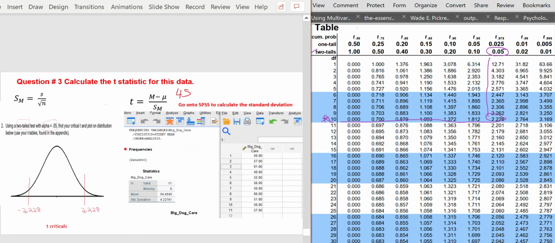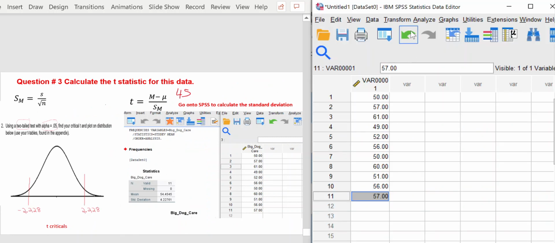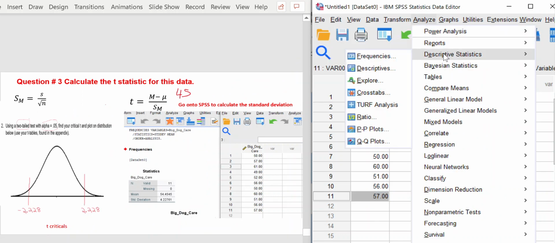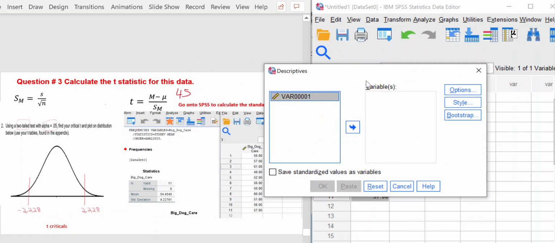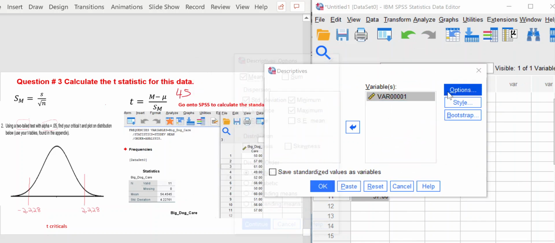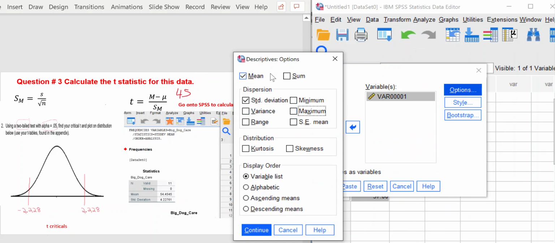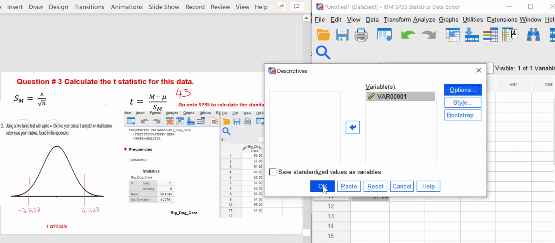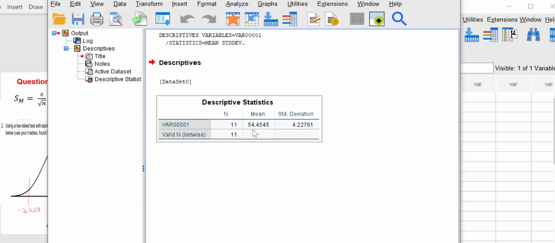But now we need to go into SPSS and calculate the sample mean. And you can do it either through descriptives or frequencies. I'm going to use descriptives. I'm just going to put in this variable in here and then go into options and select mean and standard deviation in order to get that calculation. And as we see here, our sample mean is 54.45. And I think I'm going to round this up to 54.46.